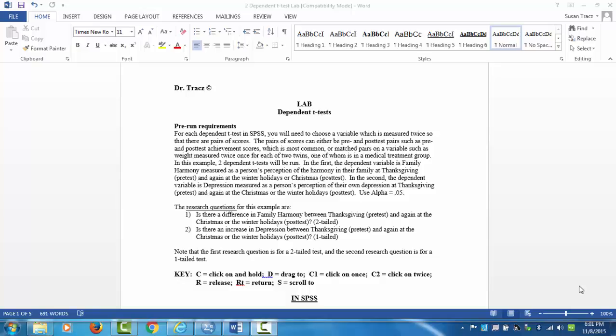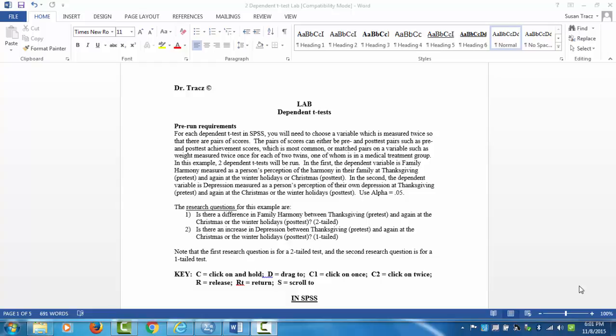We're going to run some dependent t-tests in SPSS, but first of all I'm going to give you a little background information, and I'm going to tell you about the two types of dependent t-tests, the null hypotheses and alternate hypotheses, the research questions, and one and two tail tests.